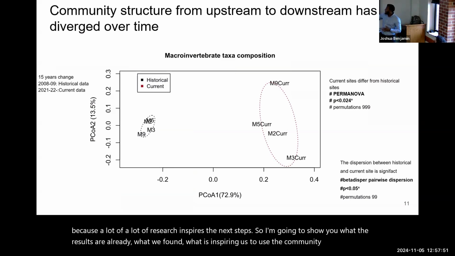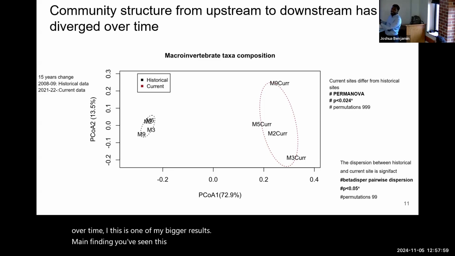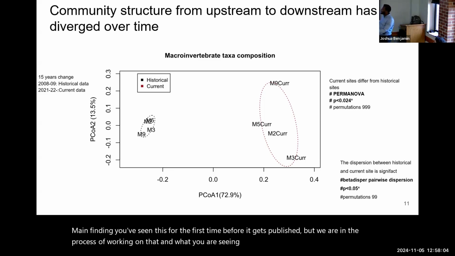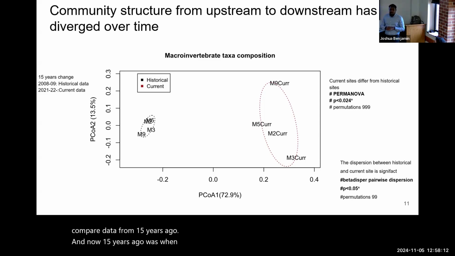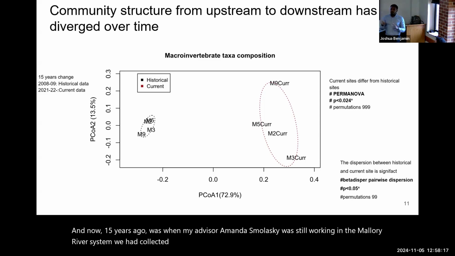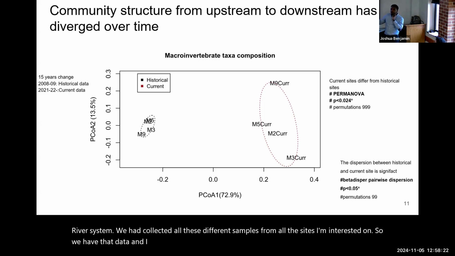So over time, this is one of my bigger results, my main finding. You're seeing this for the first time before it gets published, but we are in the process of working on that. What you are seeing here is a PCO ordination, and basically we compared data from 15 years ago and now. 15 years ago was when my advisor Amanda Spalavsky was still working in the Mara River system. We had collected all these different samples from all the sites I'm interested in. So we have that data, and I came in for my PhD in 2021 until now, and we have the same data. So this is their data, and this is my data.